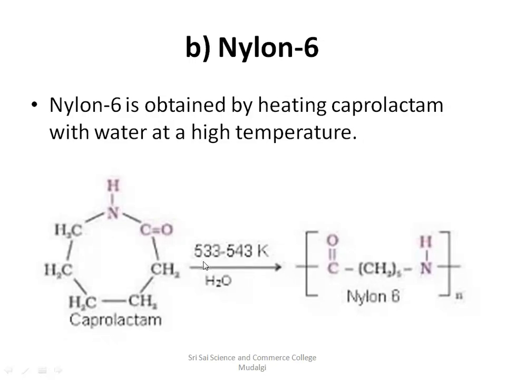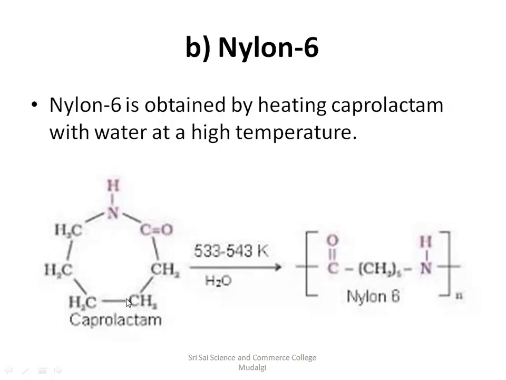When it is heated at about 533 to 543 Kelvin in the presence of water, we can obtain what? Nylon 6. Here also you can see, there are 5 CH2 plus 1 carbon. So totally how many carbons are involved here? 6 carbons. So hence it is called as what? Nylon 6. So it forms a polymer called nylon 6. In nylon 6, what is the monomer unit? Caprolactam. What is the formula of caprolactam? NH (CH2)5 CO. So this is the formula for your caprolactam.